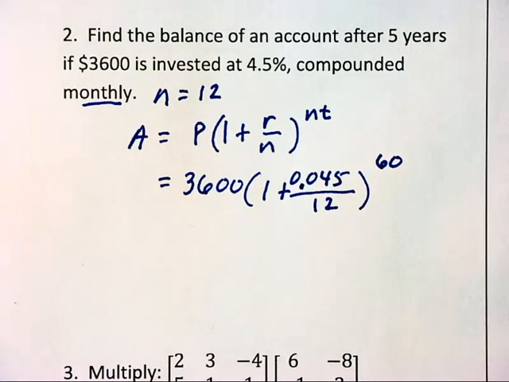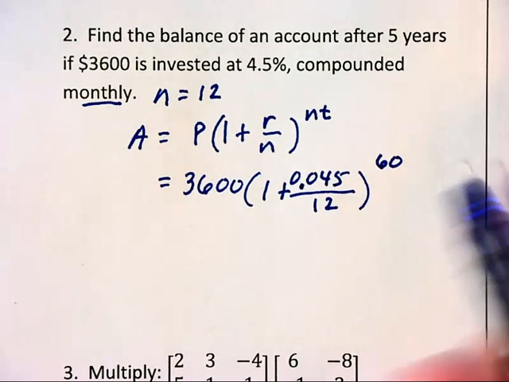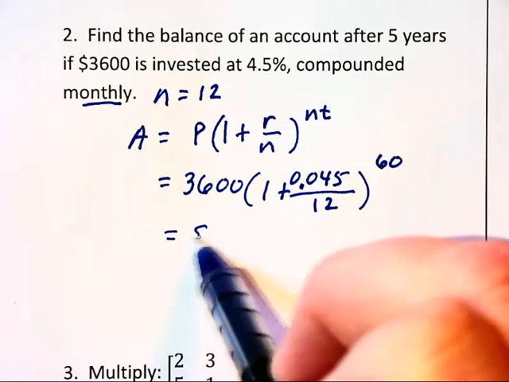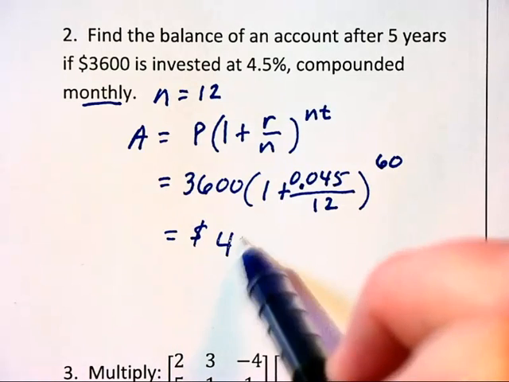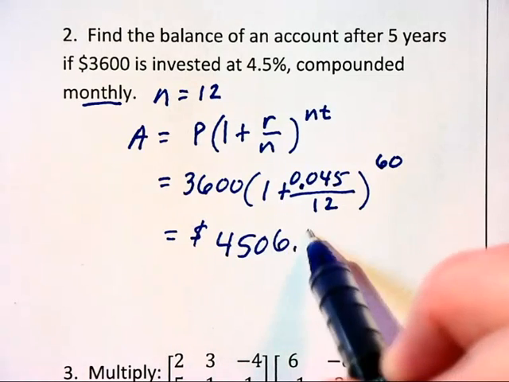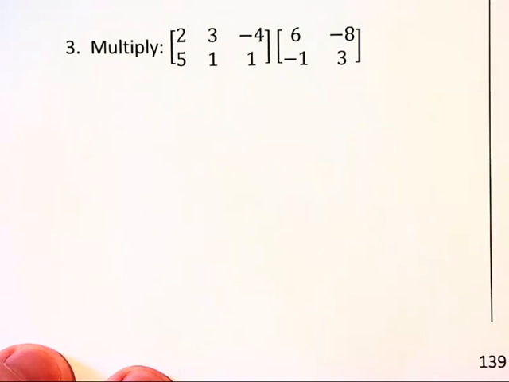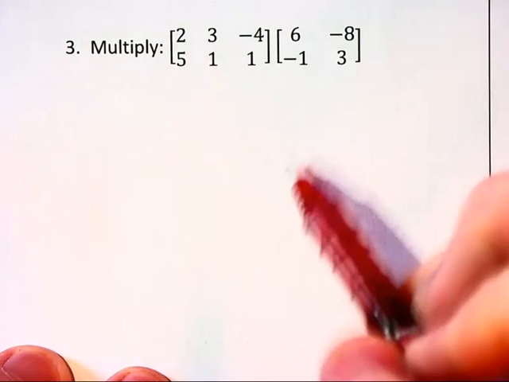At which point you're just going to directly substitute this into your calculator, round it to the nearest cent, and get $4,506.46.